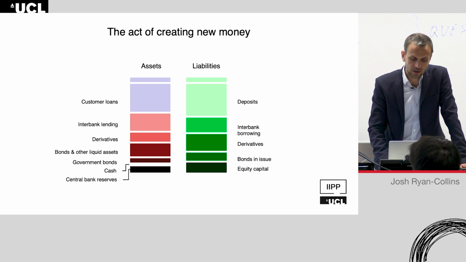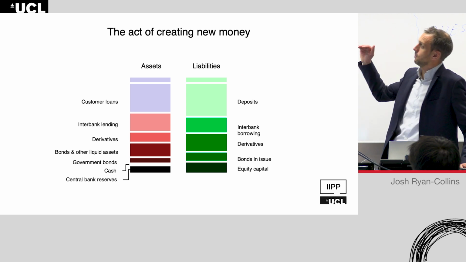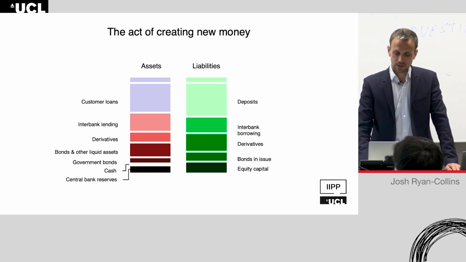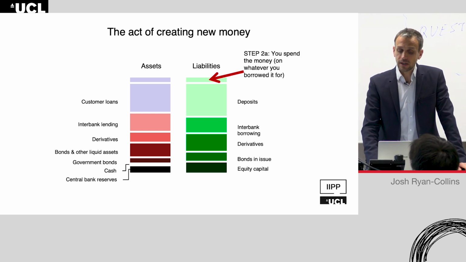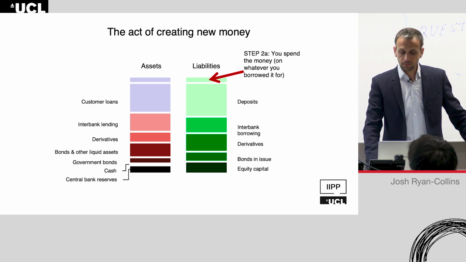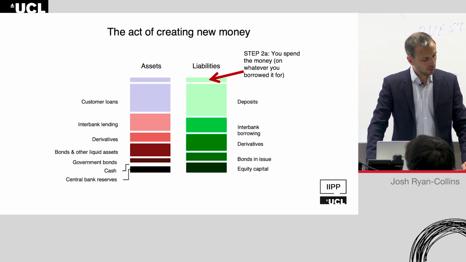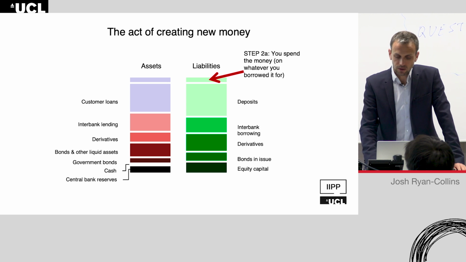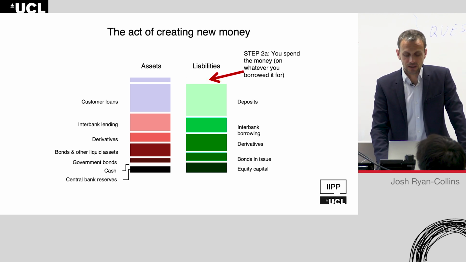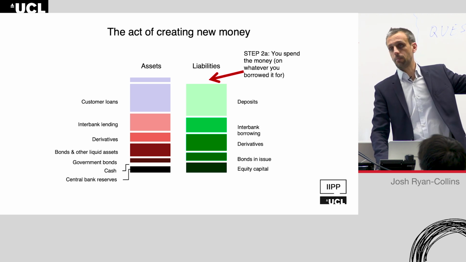So that's the act of creating money. Both sides of the balance sheet have expanded, so they are even, as I said before. You then spend your money on whatever you borrowed it for. You buy a car, or you buy something else that you need. That reduces the liabilities in your bank's balance sheet because they go to another bank.